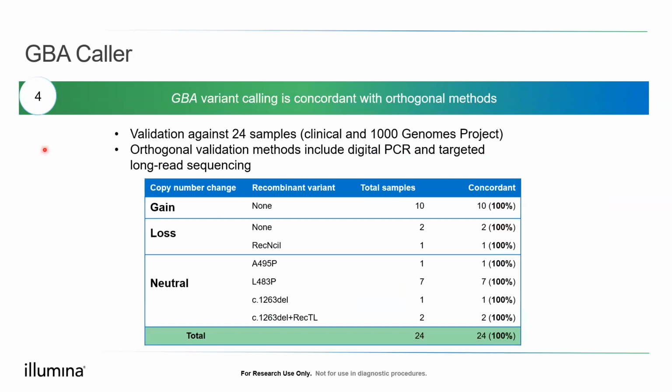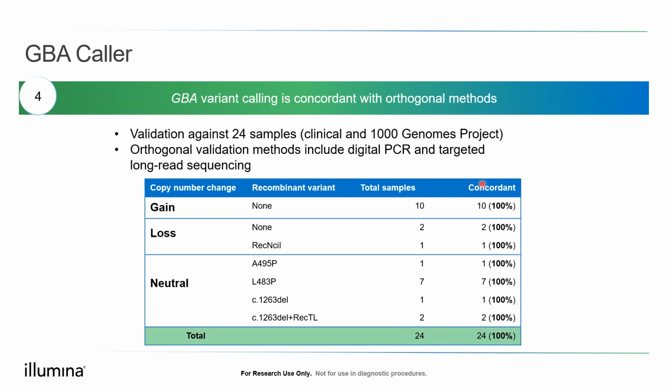Here is just some benchmarking that we had done. This validation was done against 24 samples. Some were clinical, some were from the 1,000 Genomes Project. Orthogonal validation methods confirmed that these were positive or true variants. And we have about 24 of those that we looked at.